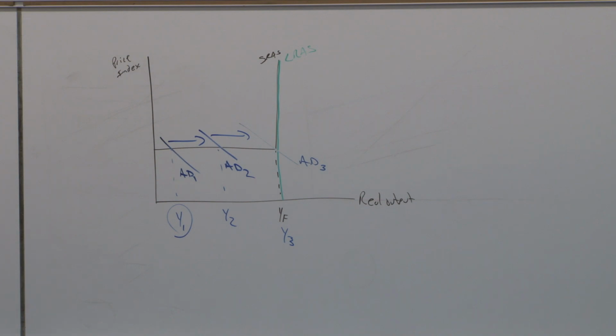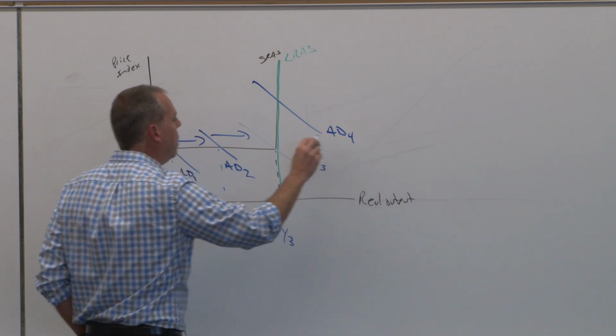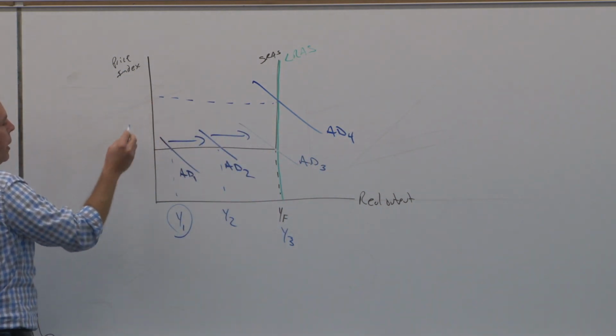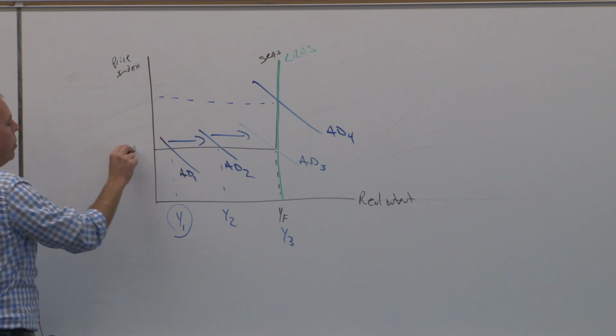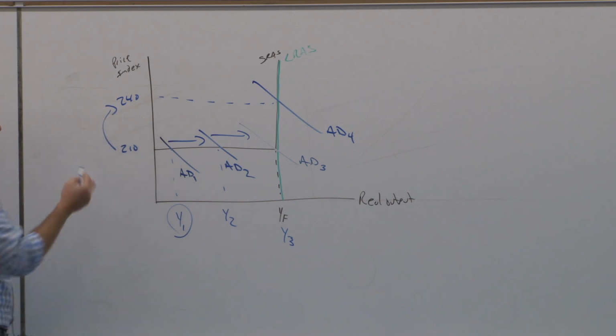And then if we have additional changes in aggregate demand, we won't get any increases in real output. We'll just get increases in the price index. So maybe here it was 210, and here it's 240 or whatever. And this change in the price index means that there's inflation. Changes in the price index tell you rates of inflation.